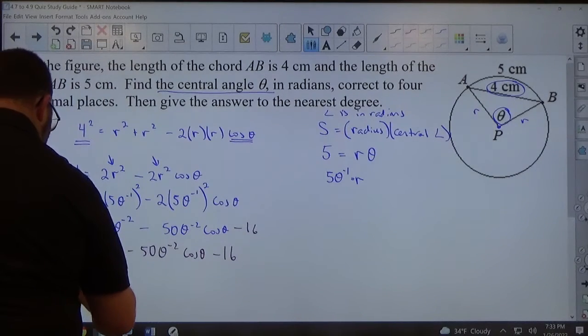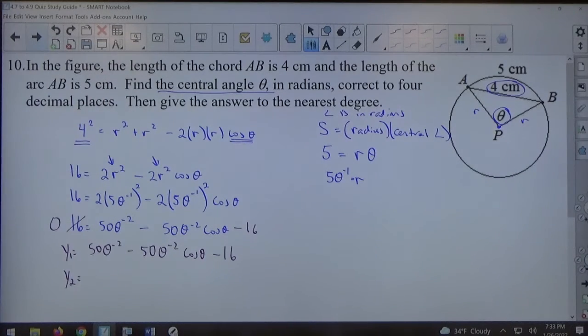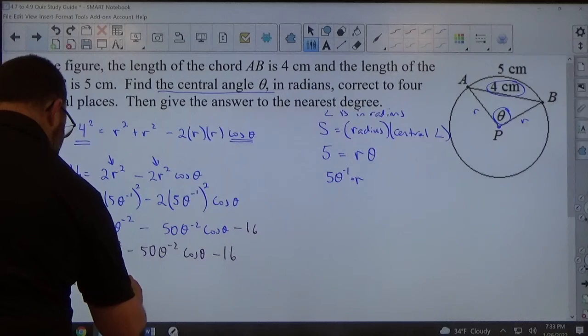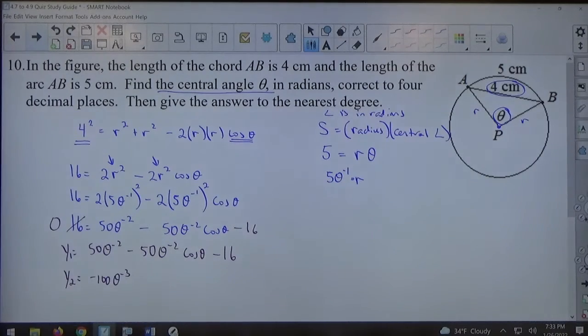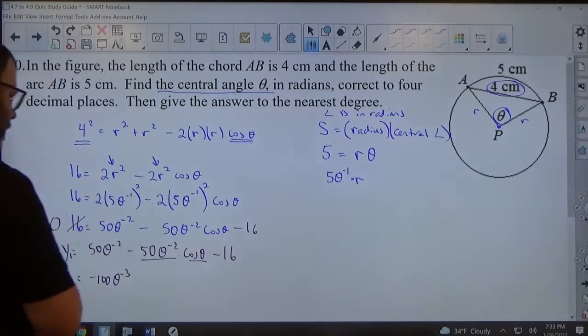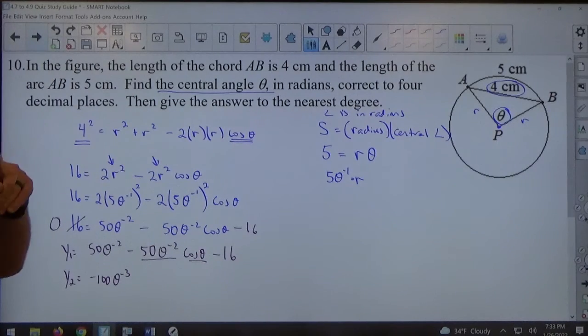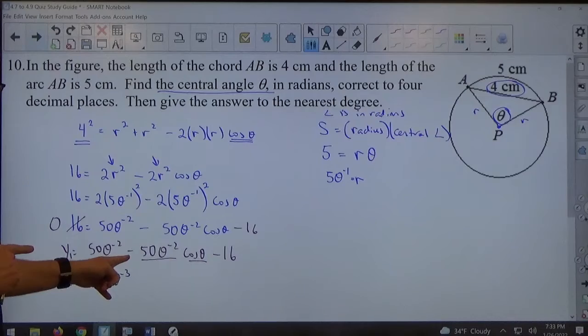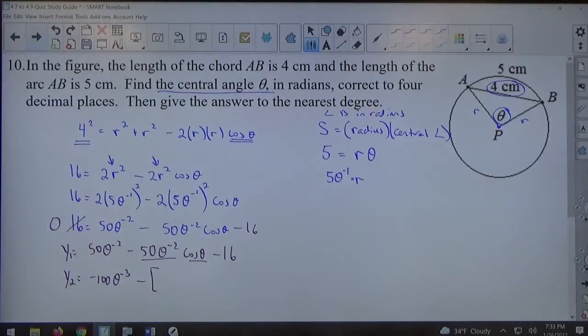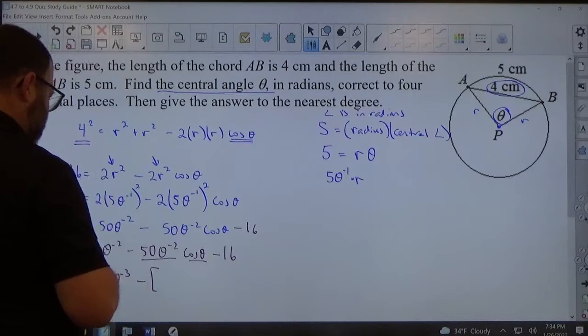y2 will be the derivative of that function. 50 theta to the negative second is just a simple power structure, so we do the power rule. We get negative 100 theta to the negative third. The second term here, this times this, that's a product rule. And product rule is 1d2 plus 2d1. We're subtracting this term, so I'm going to put minus bracket or parentheses. Use whatever you want to use, but I'm going to put a bracket there. When I do 1d2 plus 2d1, the minus distributes after all that stuff happens.